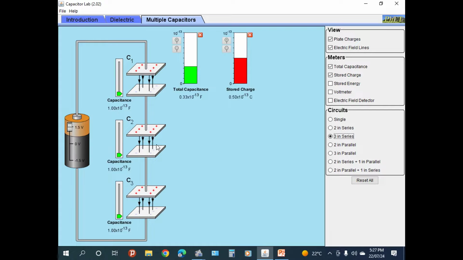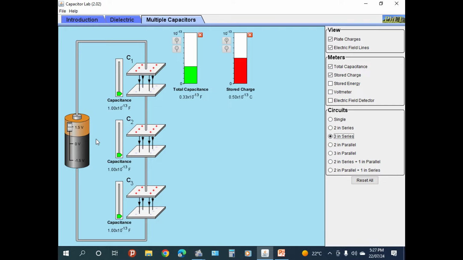Therefore, Q1 is 0.5 times 10 to the power of minus 13 coulombs, and C1 is 1 times 10 to the power of minus 13 Farads. So this cancels here. 0.5 over 1 is 0.5 volts. Coulomb over Farad is volts. So 0.5 volts, 0.5 volts, 0.5 volts. Here the equivalent is 0.5 plus 0.5, that is 1. 1 plus 0.5, that is 1.5.